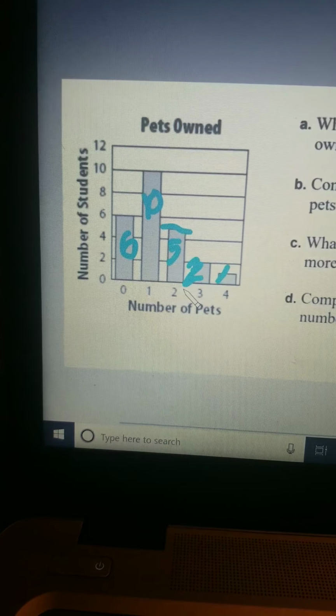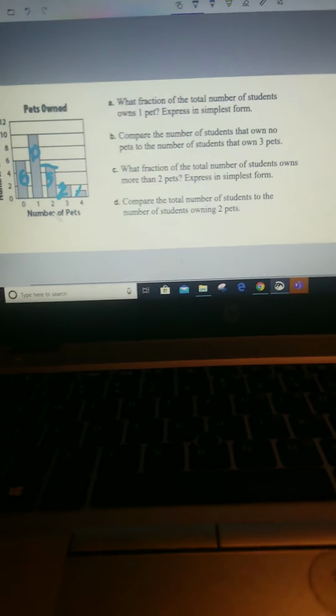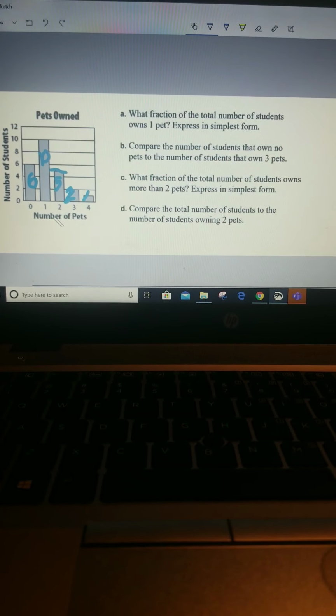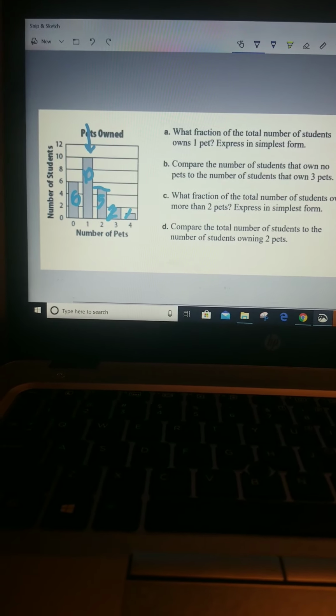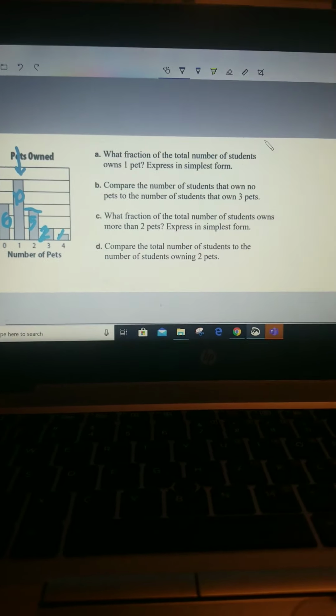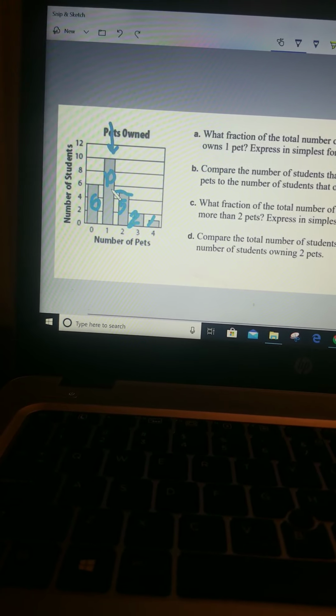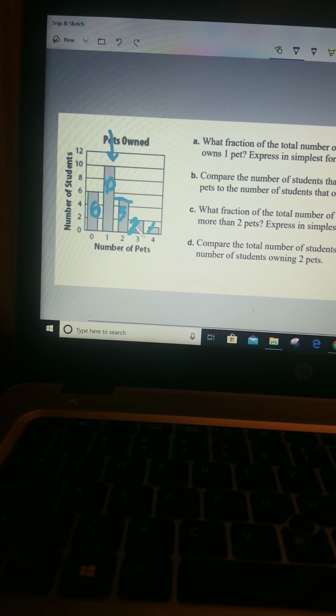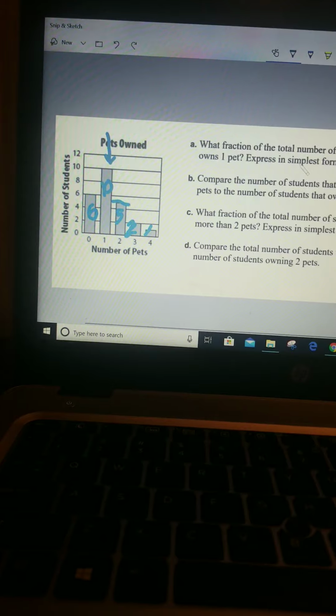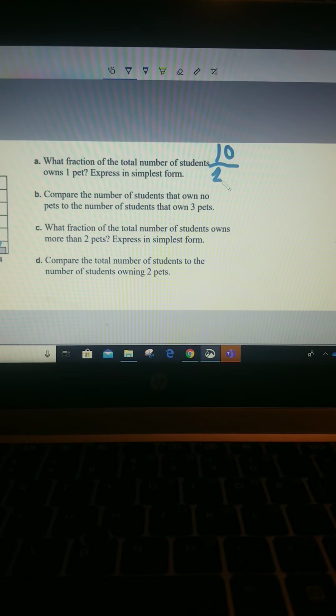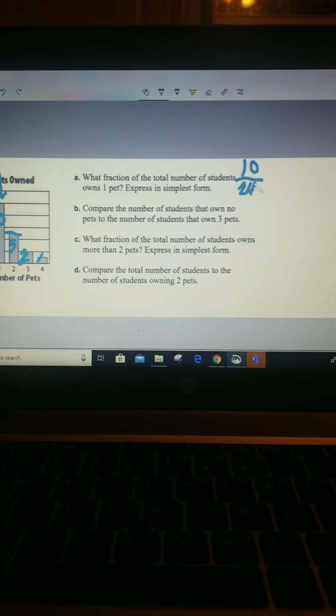So now we're going to use those numbers and interpret using some questions. The first question says, what fraction of the total number of students owns 1 pet? So I'm looking at just the 1 pet column. There are 10 students who own 1 pet out of a total of. In order to get this number, we're going to add all 5 of these columns together. 6 plus 10 is 16, plus 5 is 21, plus 2 is 23, plus 1 is 24. So 10 out of 24 students own 1 pet.